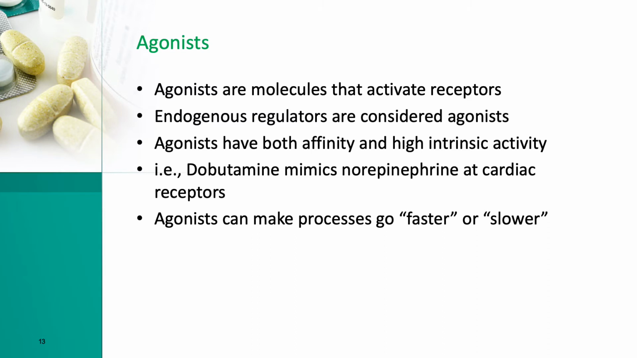Agonists are molecules that activate receptors. Because neurotransmitters, hormones, and other endogenous regulators activate the receptors to which they bind, all of these compounds are considered agonists. When drugs act as agonists, they simply bind to receptors and mimic the actions of the body's own regulatory molecules. Another example, in addition to dobutamine, is albuterol, that when inhaled dilates the bronchi and is an agonist.